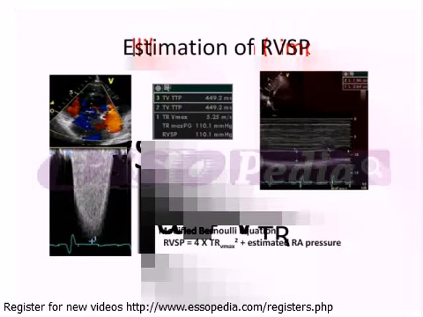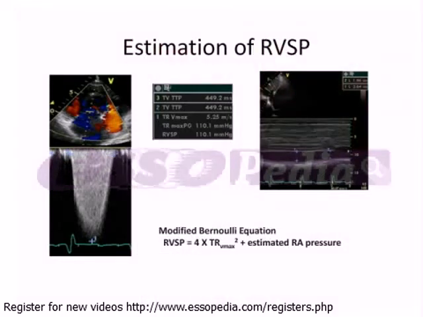On this slide, we see an imperfect example, and I'll point out its deficiency later. 4 times the TR max velocity squared gives you a pressure drop of 110 millimeters of mercury. If the CVP is estimated at 15 millimeters of mercury, as can be seen by the dilated, non-collapsing IVC on M mode to the right, the estimated right ventricular systolic pressure is 125 millimeters of mercury, and the systolic PA pressure is the same in the absence of pulmonic stenosis.